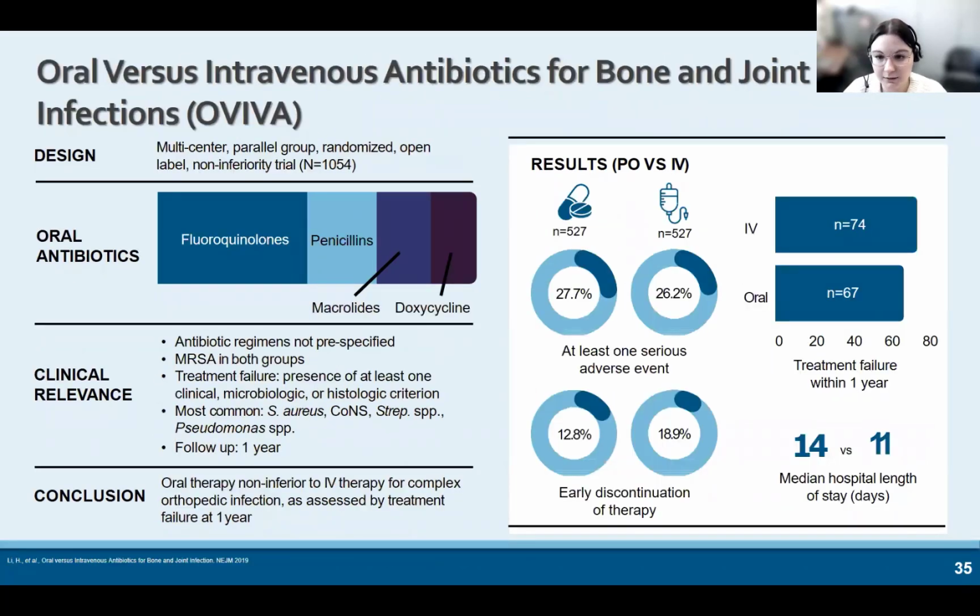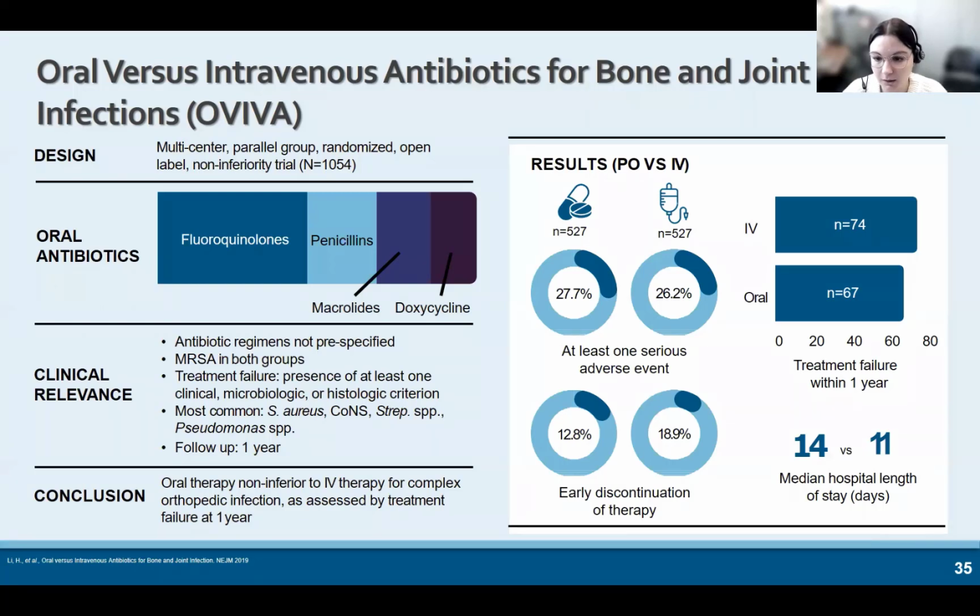And saving the best for last here, the OVIVA trial is really our main landmark trial for the assessment of oral treatment in bone and joint infections. The purpose was to investigate whether oral antibiotic therapy is non-inferior to IV antibiotic therapy for bone and joint infections. It was a multi-center parallel group randomized open-label trial which included just over 1,000 participants with acute or chronic bone and joint infections, native vertebral osteomyelitis, or native or prosthetic joint infections.